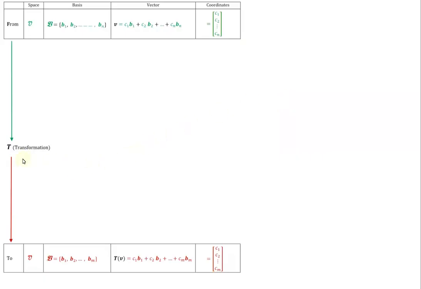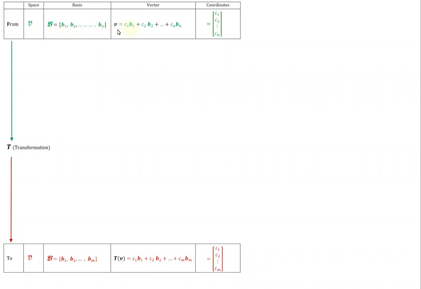Let's talk about transformation. As a warm-up, we can think of transformation as transportation from the original green location to the red destination. The original location, the original vector space, the original green world is defined by its basis, green basis, B1, B2 vectors up to Bn, where n is the dimension of the green vector space.